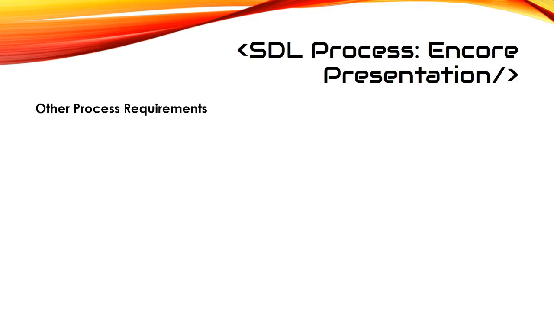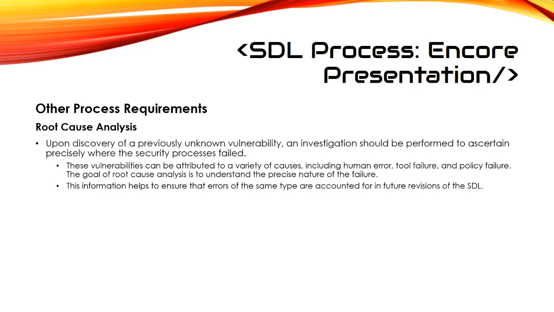Other process requirements. Root cause analysis. Upon discovery of a previously unknown vulnerability, an investigation should be performed to ascertain precisely where the security process failed. These vulnerabilities can be attributed to a variety of causes, including human error, tool failure, and policy failure. The goal of root cause analysis is to understand the precise nature of the failure. This information helps to ensure that errors of the same type are accounted for in future revisions of the SDL.